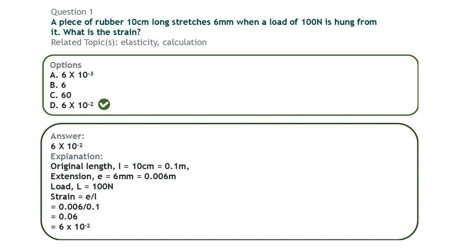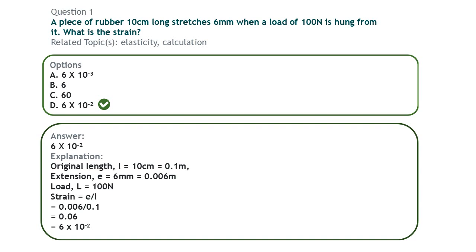Now from the question, the original length of the rubber before it was stretched is 10 centimeter. The question says a piece of rubber 10 centimeter long stretches 6 millimeter. This is the extension produced in the material when a load of 100 Newton is hung from it. So here we have the extension, and that's what we need to calculate the strain: extension and the original length.